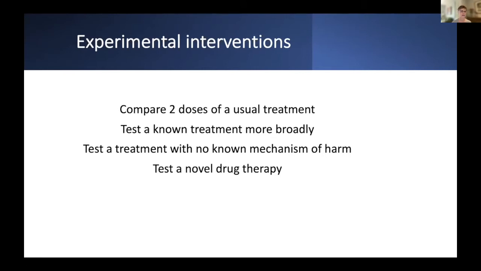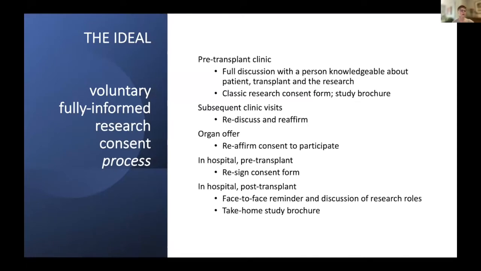So those are some examples of experimental interventions. When we think of soliciting consent from transplant recipients to participate in this research, the ideal would be a voluntary, fully informed research consent process. And I say process because it's not just a one-off discussion, ideally. It would start in the pre-transplant clinic.